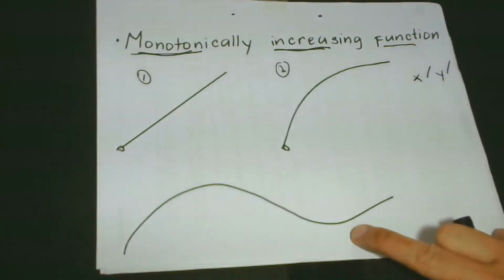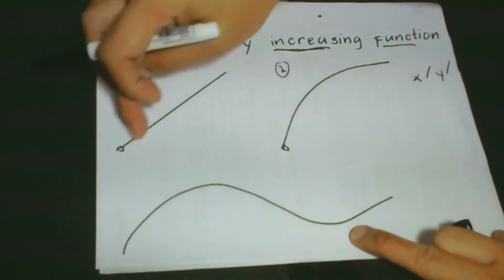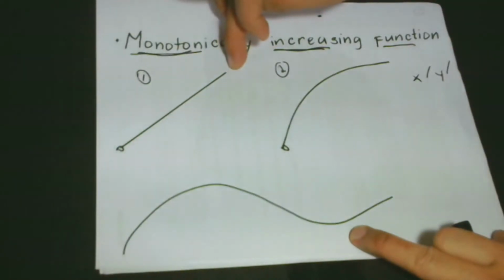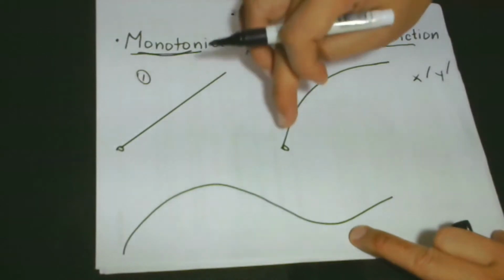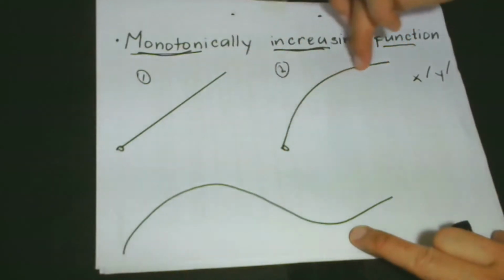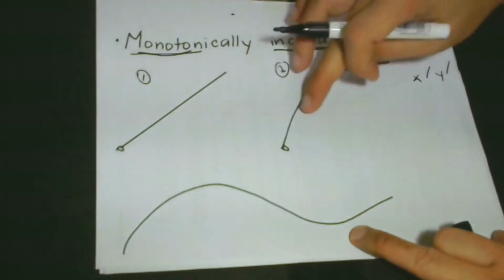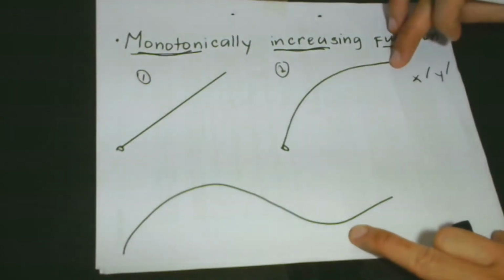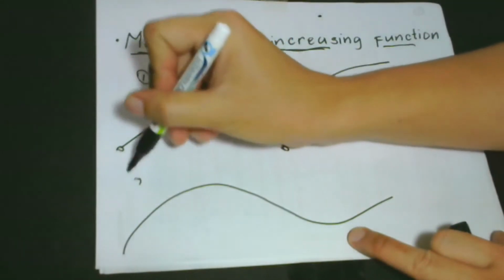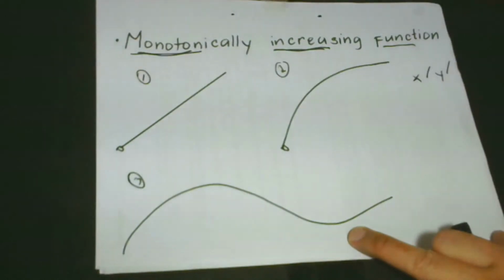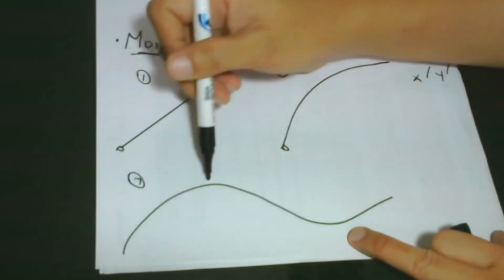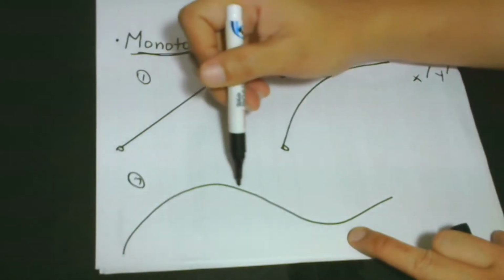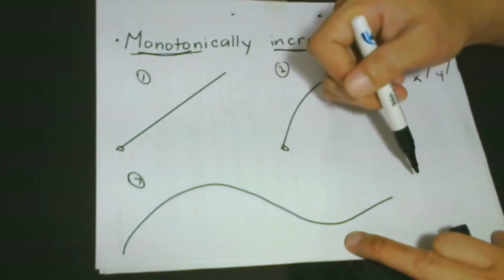As you could see in here, we have three graphs. Number one is from this point going to this point, then it's increasing. Number two is from this point going to this point, although there is a curve here, it's still increasing. And as you could see in our number 3 graph, from this point it is increasing, but when it reaches the peak, it goes down and it goes up again.